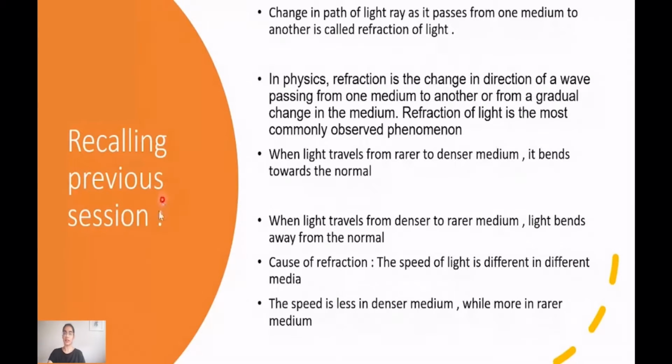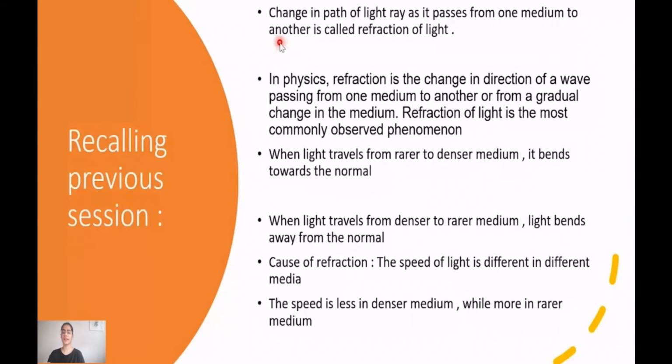So, change in the path of a light ray as it passes from one medium to another is called refraction of light. In physics, refraction does not only take place with light waves but also with sound waves and other waves that you will study in your later classes. So in physics, we define refraction to be the change in direction of a wave which is passing from one medium to another, or a gradual change in the medium. Refraction of light is the most commonly observed phenomenon around us, along with reflection.